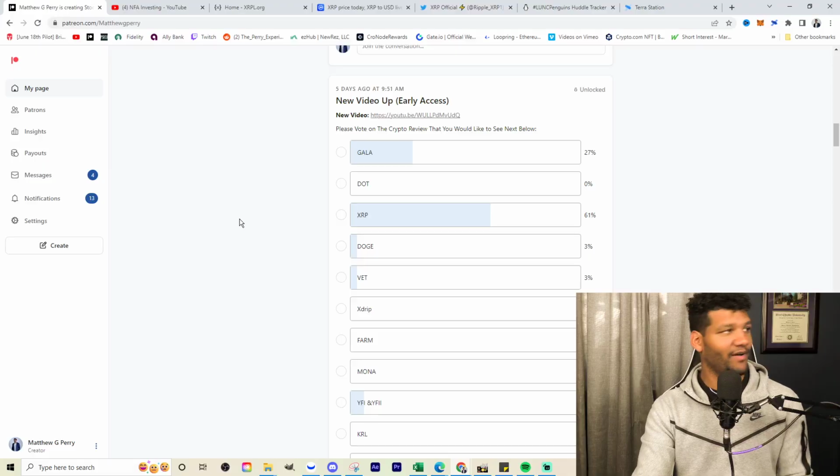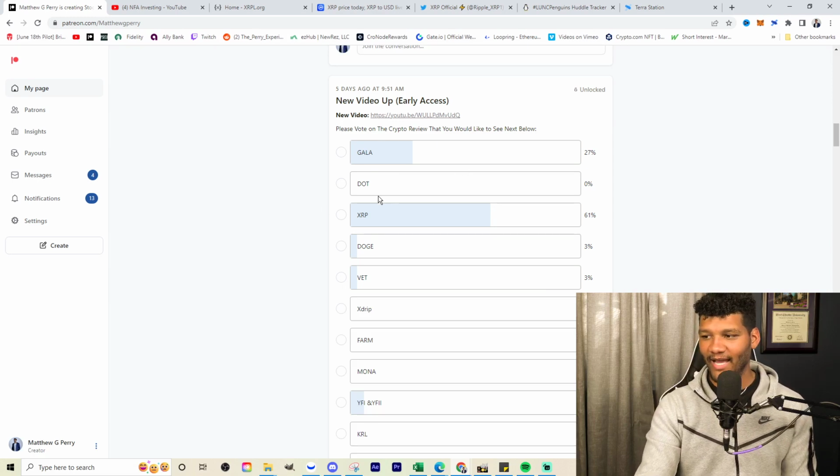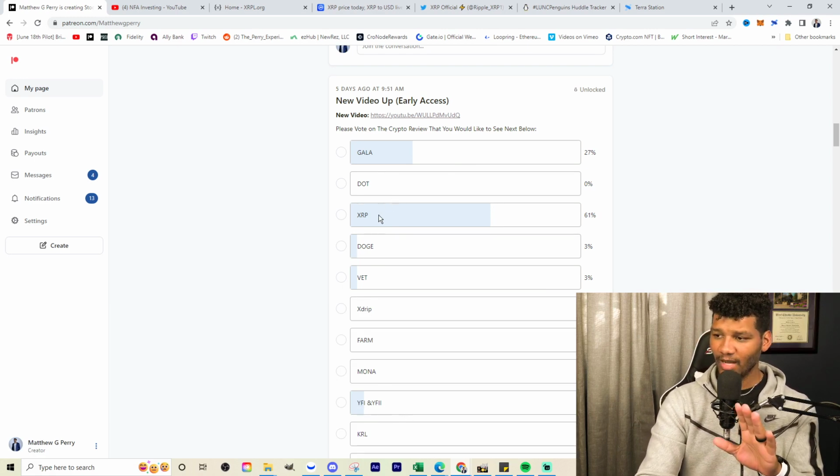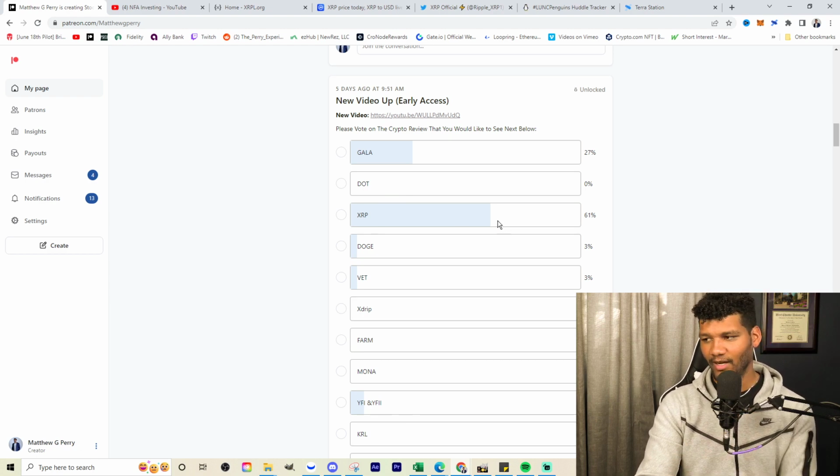So I ended up doing this vote, which is a very large vote, where we had Gala, we had DOT, we have XRP, Doge, VET, FYI, or FY2, right? But XRP was undoubtedly the winner here, where you have 60% of people that voted on this.